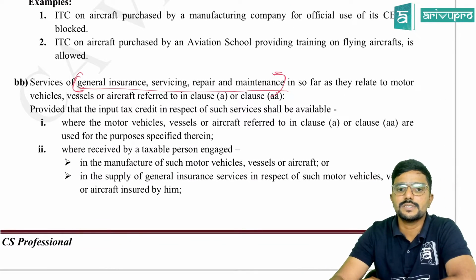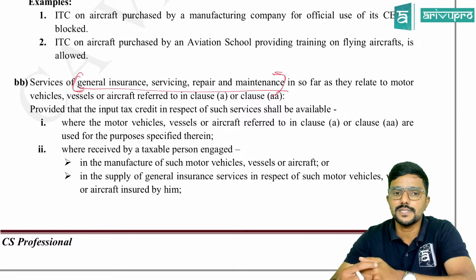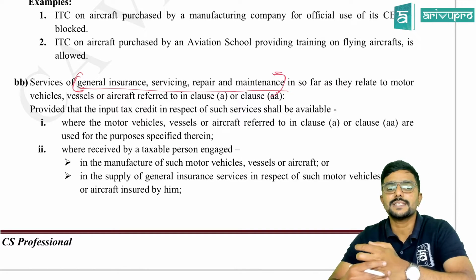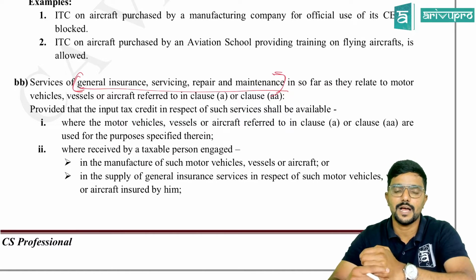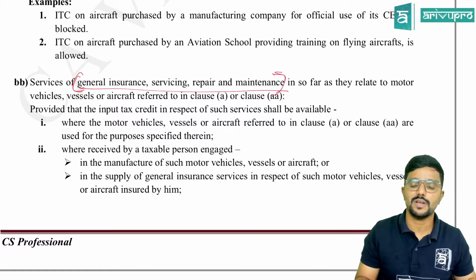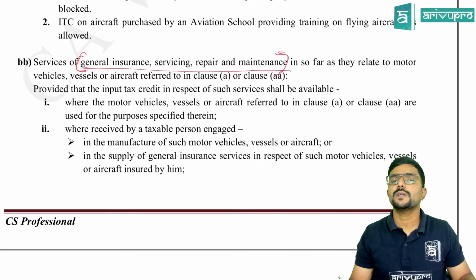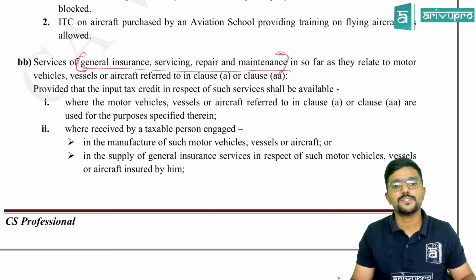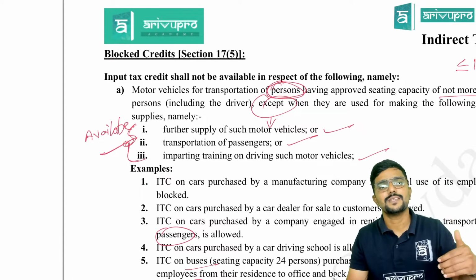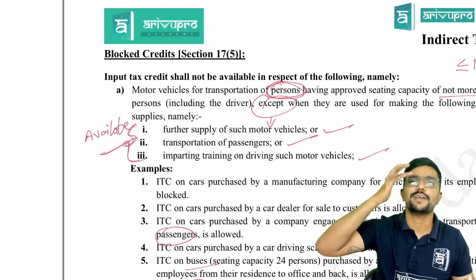Services of general insurance, servicing, repairs and maintenance, insofar as they relate to motor vehicles, vessels or aircraft referred to in clause A or AA, provided that input tax credit in respect of such services shall be available. So normally on these three services, credit is not available, but in the following cases, credit is available. When is it? Where the motor vehicle, vessels or aircraft referred to in clause A or AA are used for the purposes specified therein. That is, if the motor vehicle is used for these three purposes, then on the motor vehicle you can claim credit now. And on these three services also you can claim credit.